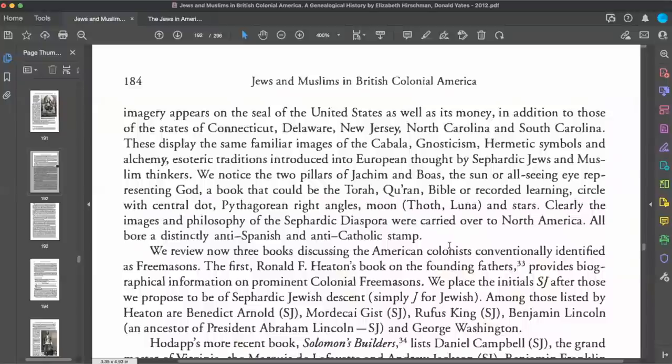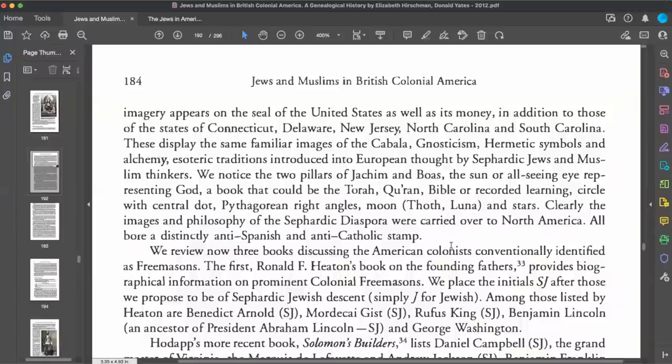These display the same familiar images of the Kabbalah, Gnosticism, Hermetic symbols, and alchemy, esoteric traditions introduced into European thought by Sephardic Jews and Muslim thinkers. They introduced that, okay? It's not the white man. We notice the two pillars of Hakim and Boaz, the sun or all-seeing eye, representing God, a book that could be the Torah, Quran, Bible, or recorded learning, a circle with central dot, Pythagorean right angles, moon, doth, luna, again, moon. Doth is the moon, moon god. Dodge the hijack, be careful what you're worshiping and following, putting your power to, doth, luna, and stars, the luminaries. Clearly, the images and philosophy of the Sephardic diaspora were carried over to North America. All bore a distinctly anti-Spanish and anti-Catholic stamp.